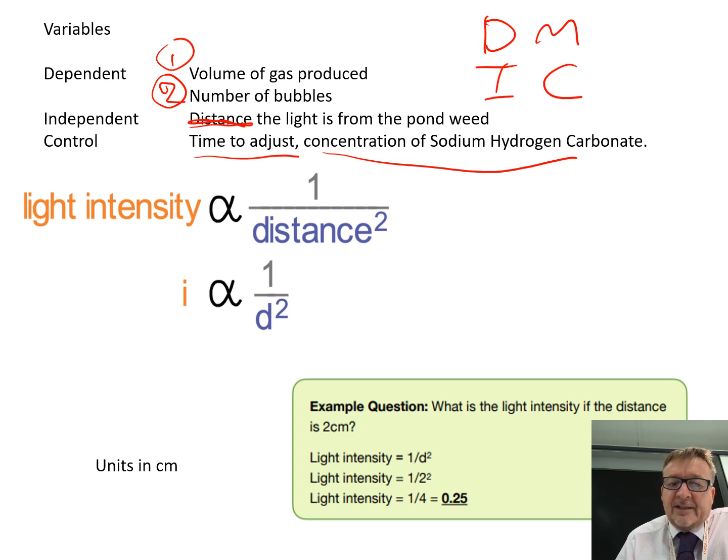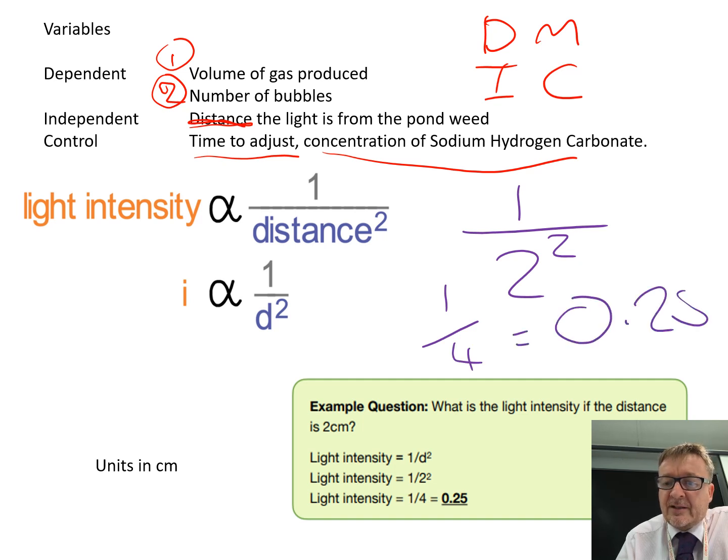Right, light intensity. Light intensity is proportional to 1 over the distance squared. I've got an example in that green box there. So it's 1 over, the distance is 2 centimetres squared. So it's 1 over 4, convert it into a decimal, so the light intensity would be 0.25.